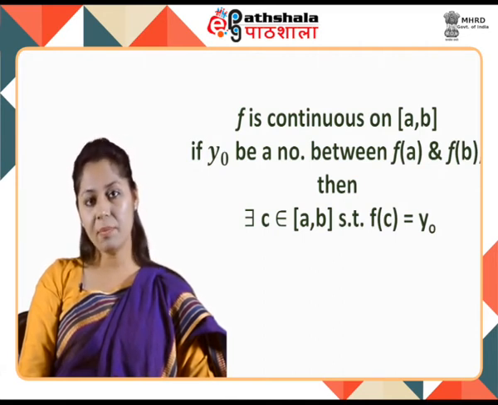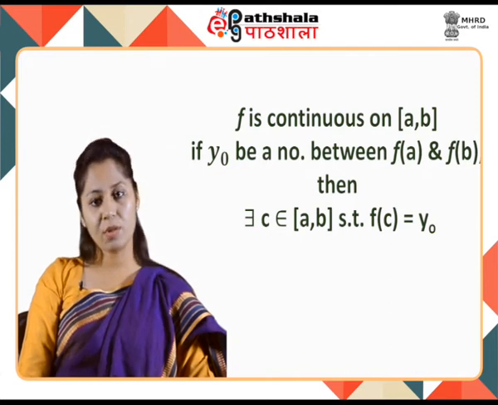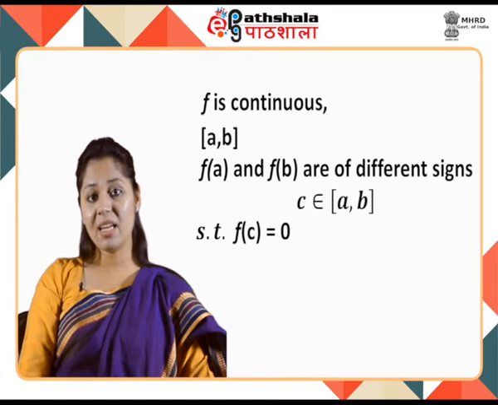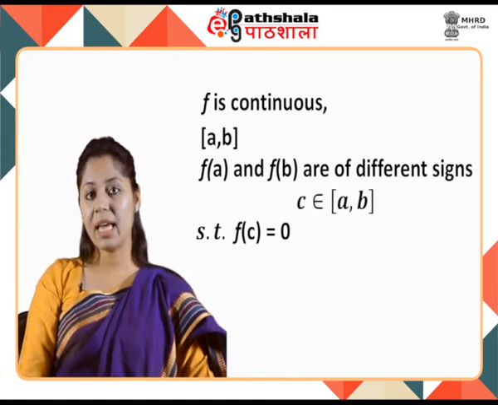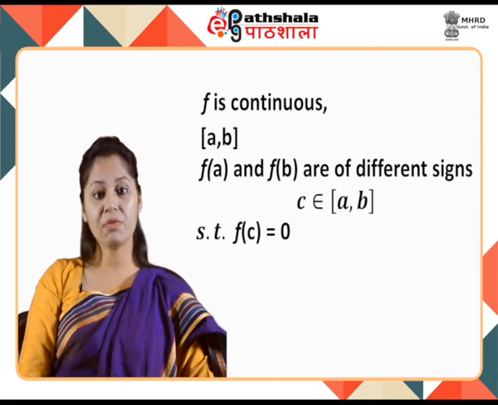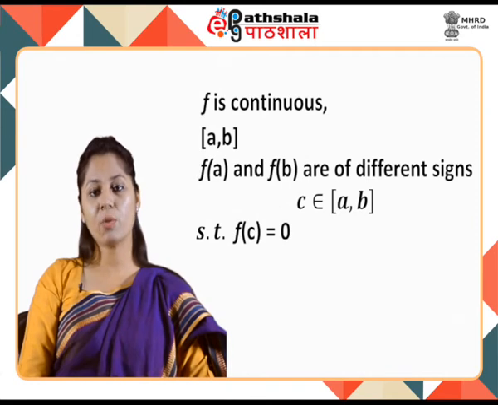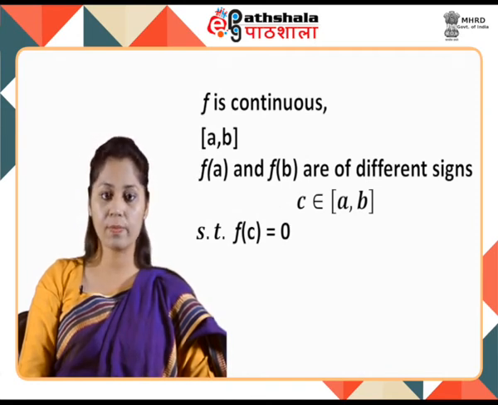A useful implication of the above theorem is in finding the roots of a polynomial of degree greater than 2. This theorem tells us that if f is continuous, then any interval [a, b] on which f(a) and f(b) have different signs must contain at least one c such that f(c) is equal to 0.